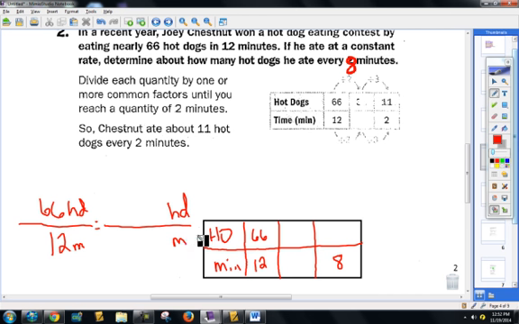Here's where scaling is going to be a little bit more important. This is actually a really good skill. This is something I'm going to refer to a lot, pretty much for the rest of the year. Scaling. Now, as you look at this proportion, is there any way to go from 12 to 8?